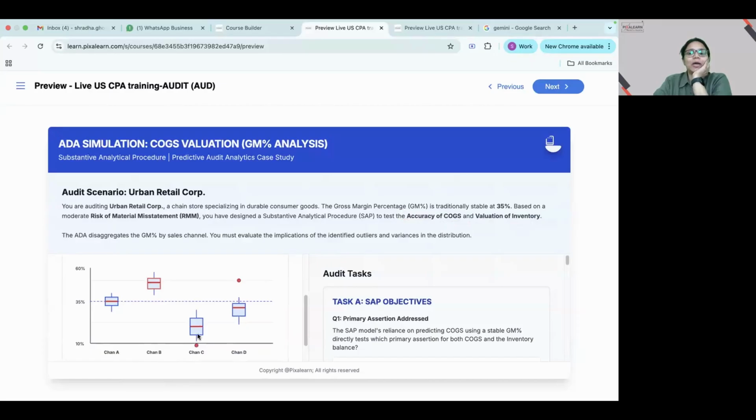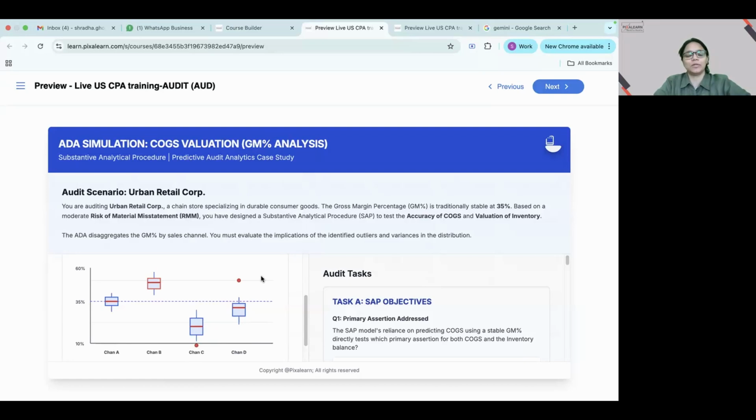Channel C is dragging. Channel C is actually showing you a much lower gross margin percentage. One thing is very clear, channel C is pulling down the gross margin. And also, very good, Shikha, that we have some very big outliers in channel C and channel D.